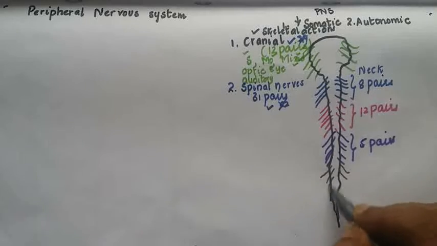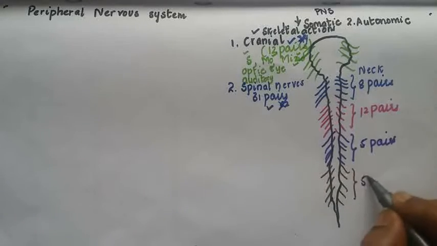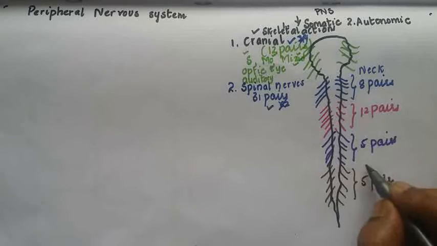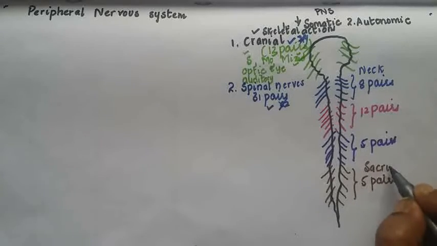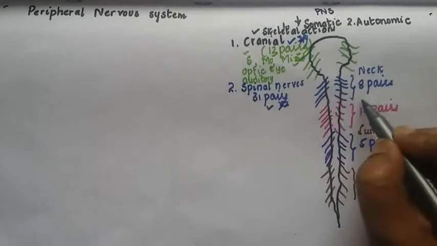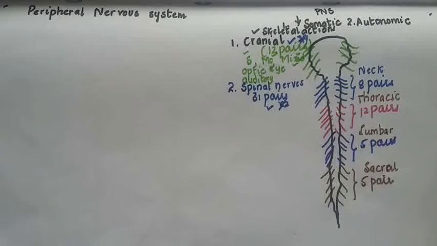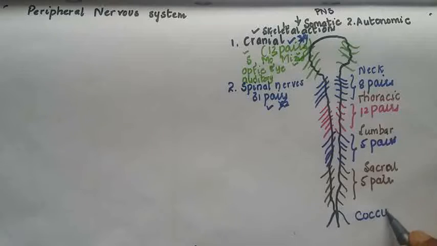Then again we have 5 more pairs of nerves which are arising from the sacrum. So this is the sacral region, or a sacrum. This is the lumbar region, chest cavity, or what do we call it as a thoracic region. And we have the last one pair arising from the coccygeal region, or what do we call it as a coccyx region.